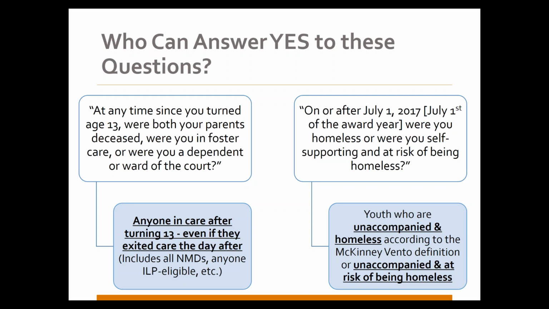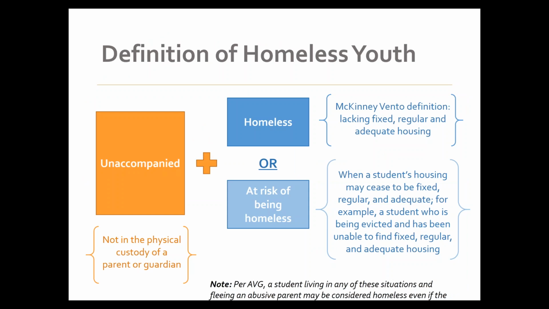So let's break this down just a little further. Unaccompanied means not in the physical custody of a parent or guardian. So this means if a youth is homeless with their family or with a parent, say they're living with their mom, but they're homeless together in the custody of their parent, they're not considered an independent student. They have to be unaccompanied. Don't worry, if they're homeless with their family, they will still likely qualify for a lot of need-based aid because their parents' income is probably little to nothing, which means that their expected family contribution would be very small or non-existent, but they wouldn't qualify as an independent student.